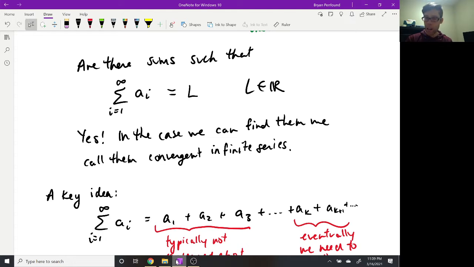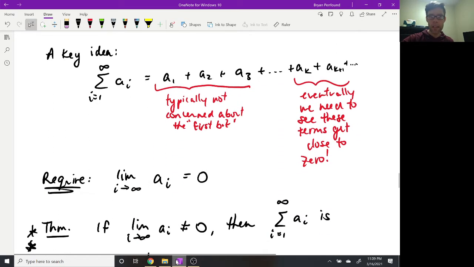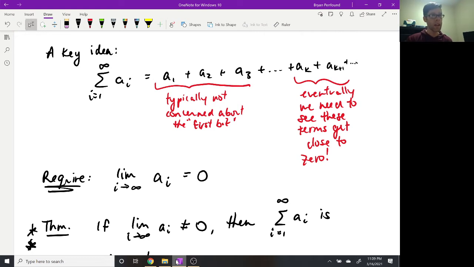In the case that we are able to associate a number that represents the sum, we call this a convergent infinite series. And one of the big ideas we saw right away was that because we're adding up stuff, we eventually want to be adding up something that's surprisingly close to zero.